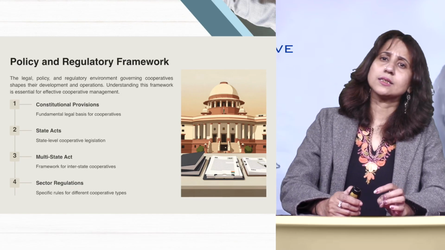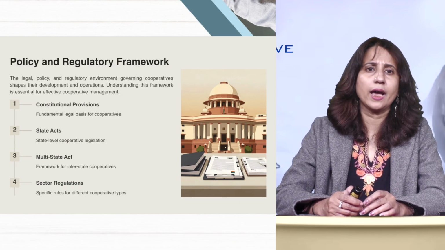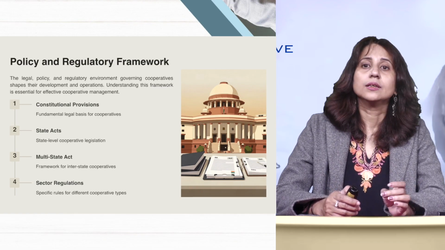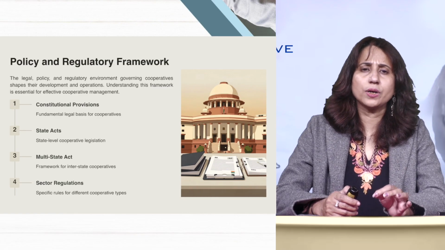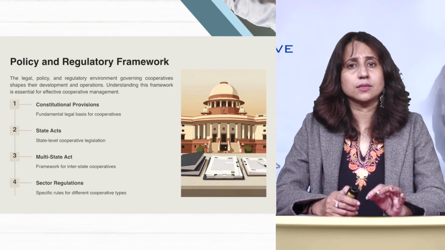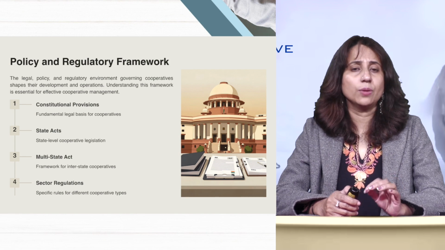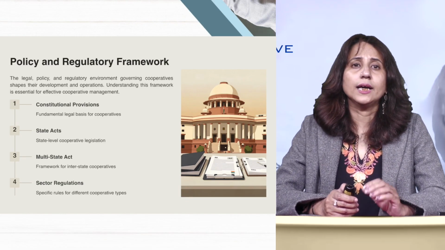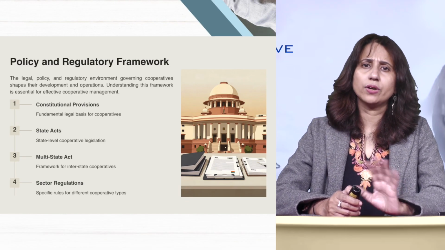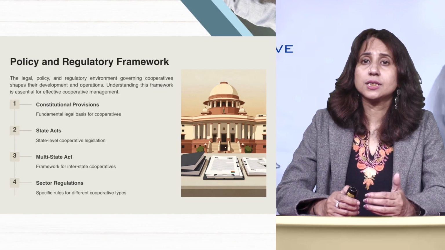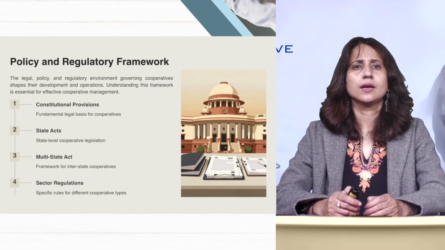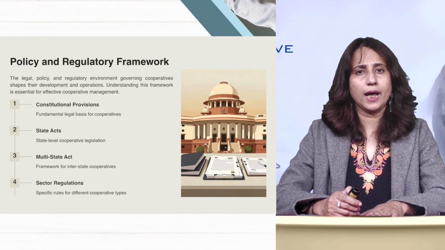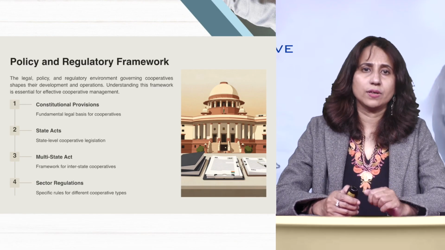The Central Multi-State Cooperative Societies Act 2002 governs cooperatives operating in more than one state. The Central Registrar for Cooperative Societies registers and regulates multi-state cooperatives. This act actually provides a uniform framework for cooperatives with multi-state operations. Then sector-specific regulations. Different cooperative types face additional state-specific regulations. Banking cooperatives are regulated by the Reserve Bank of India under the Banking Regulation Act in addition to cooperative legislation.